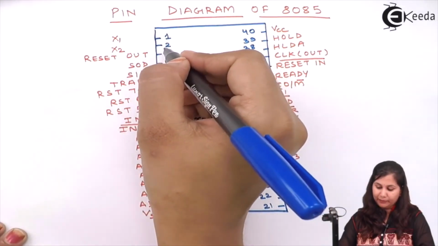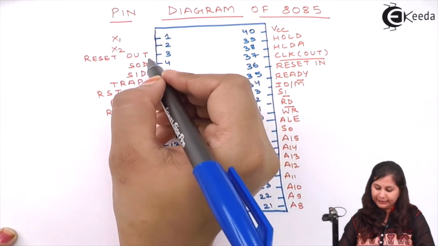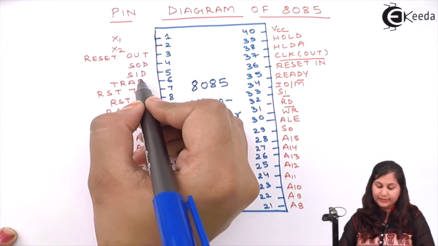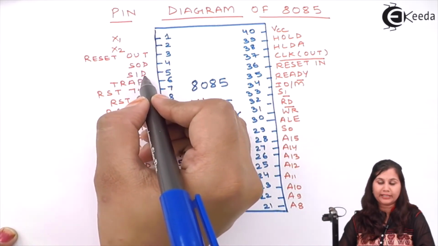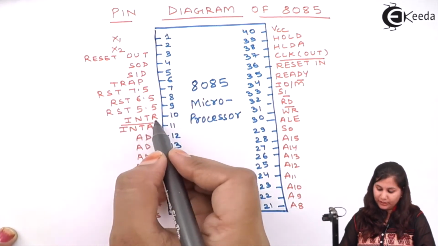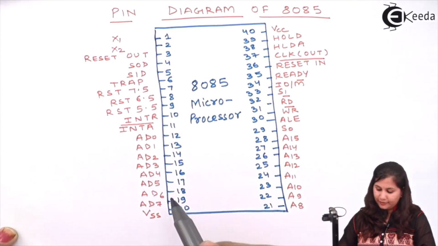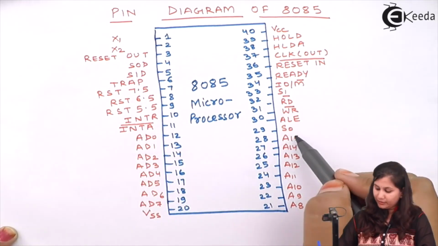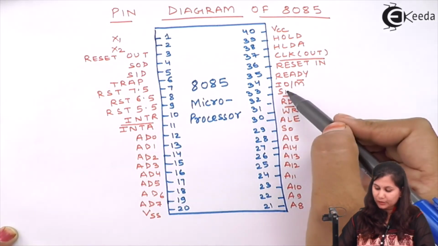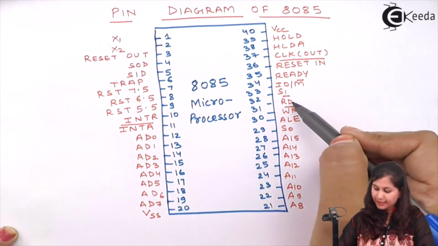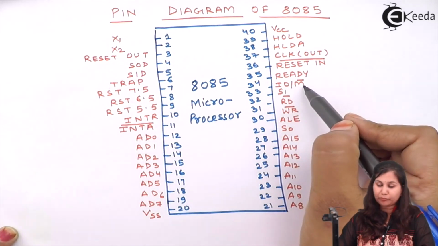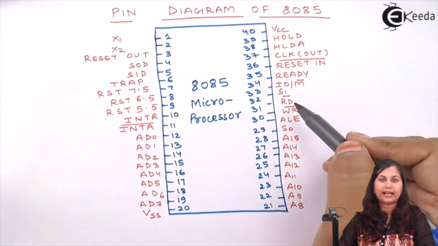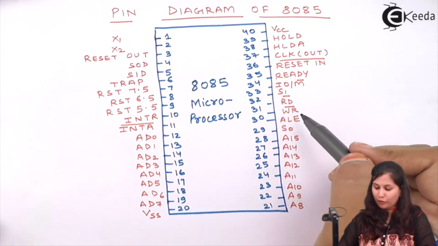Again, at pin number 1 and 2, the crystal is connected. Then reset out, SOD and SID for the serial input output data communication. Then we have the interrupt signals. We have the lower order address and data bus, VSS, the ground pin. Then the higher order address bus, S0 and S1, the status signals. Read, write and input output, M bar, these are the read, write and input output memory operations.